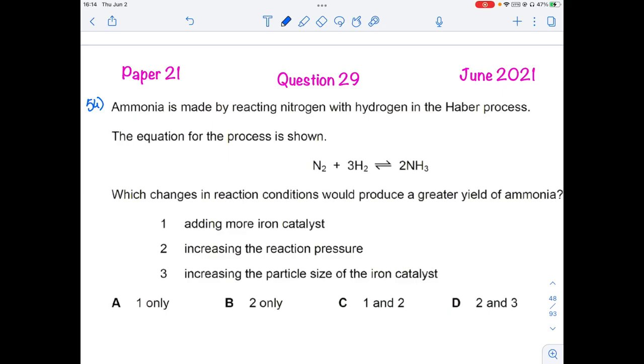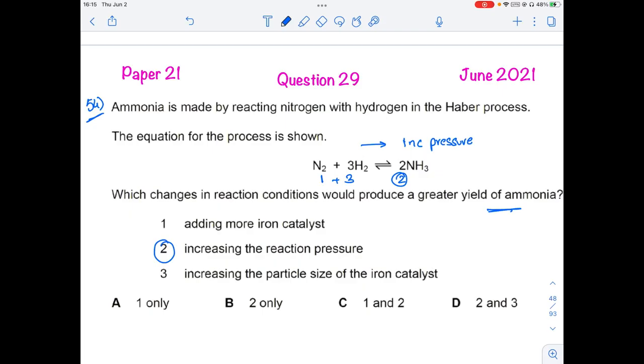Coming to the next question from June 2021, paper 21, question number 29. So our question is 54. Ammonia is made by reacting nitrogen with hydrogen in the Haber process. The equation of the process is shown. Which changes in reaction conditions would produce a greater yield of ammonia? Over here, 1 mole plus 3 moles is 4 moles, and over here 2 moles. So I have fewer moles on the product side, which means I have to increase the pressure. If I increase the pressure, obviously the reaction will be favored in the direction where there are fewer moles. So therefore option 2 is correct.